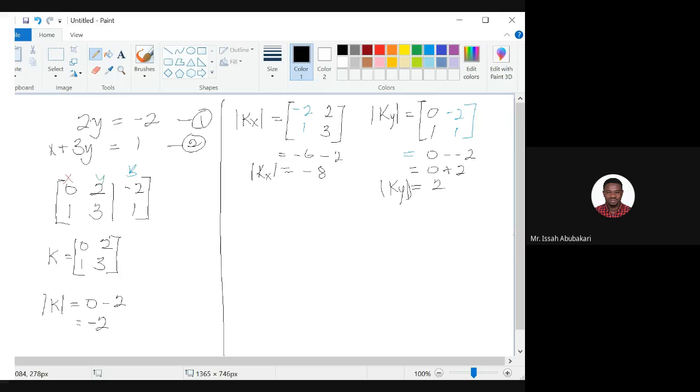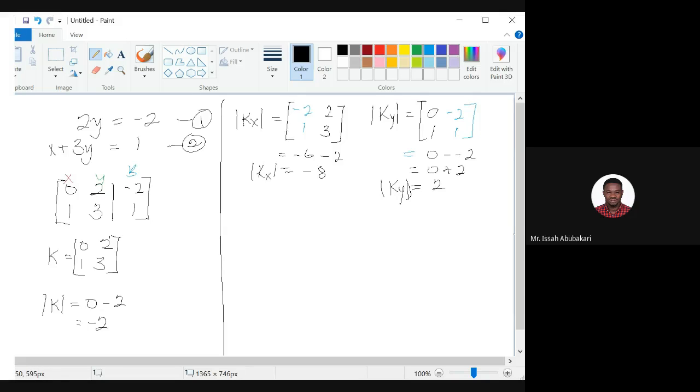Now we have 3 determinants: the general determinant, the determinant for x, and the determinant for y. So if you are looking for x, it will be the determinant of x divided by the general determinant. If you're looking for y, it will be the determinant of y divided by the general determinant.